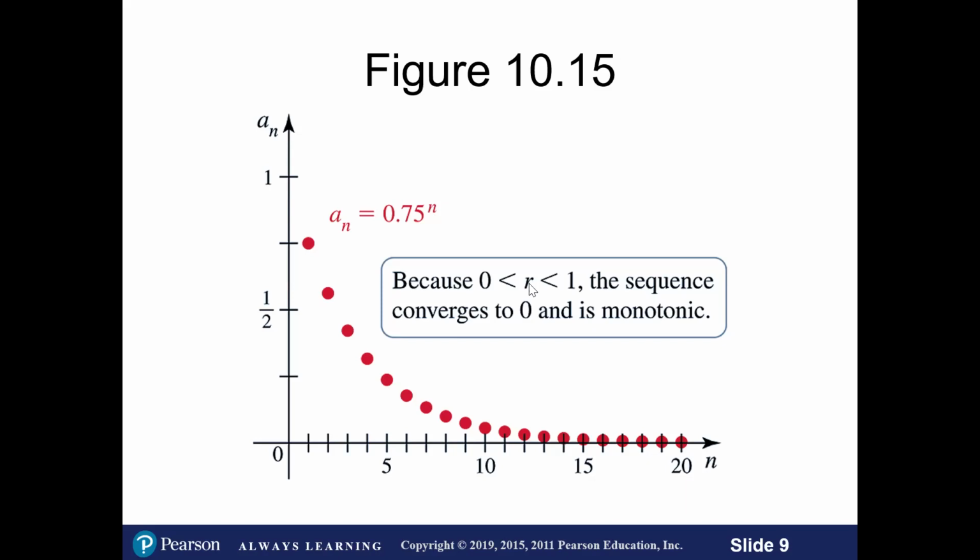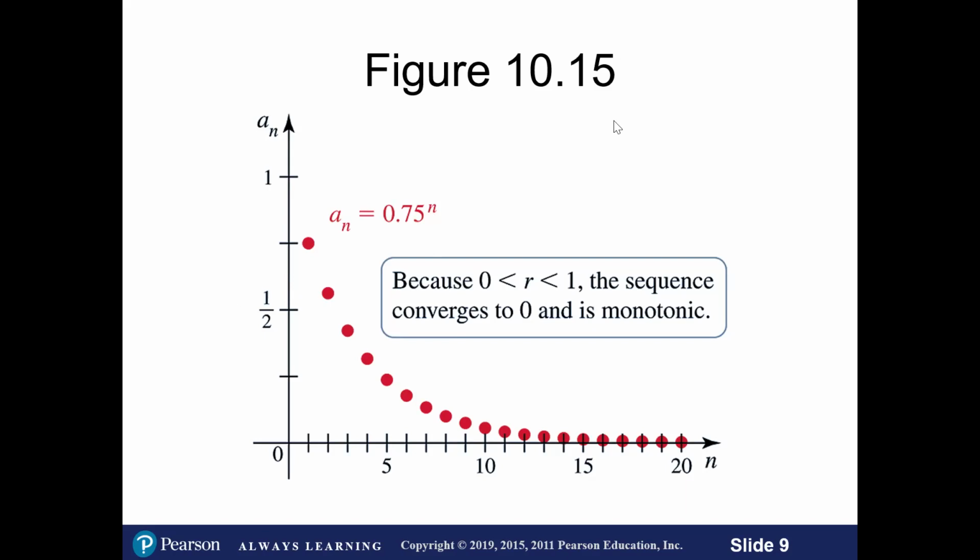Well, if r is less than 1, then the geometric sequences converge. Okay, it converges. In this case, we have a geometric sequence. 0.75 is r. That is less than 1. Okay, that's between 0 and 1. So the sequence converges to 0, and it is monotonic.